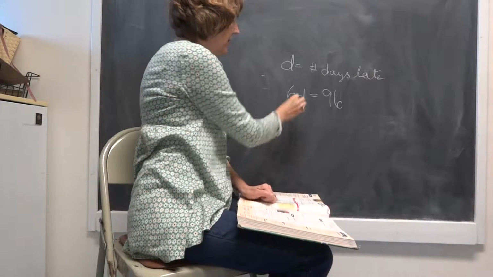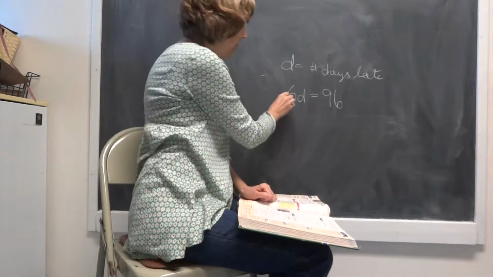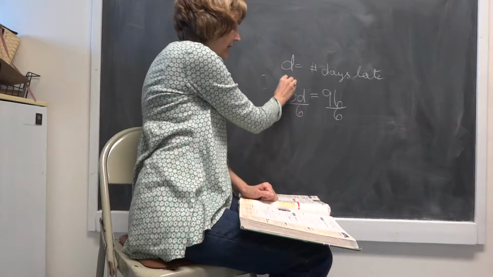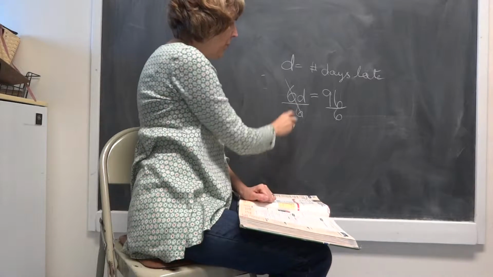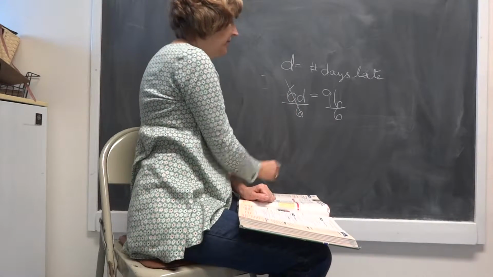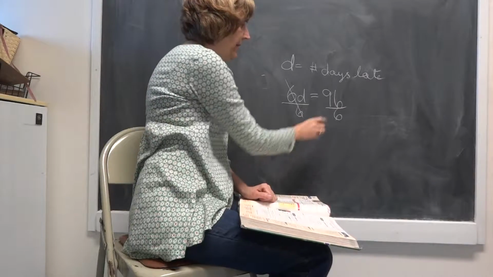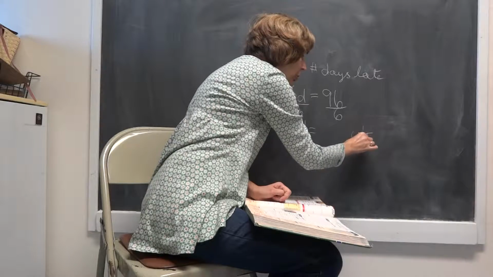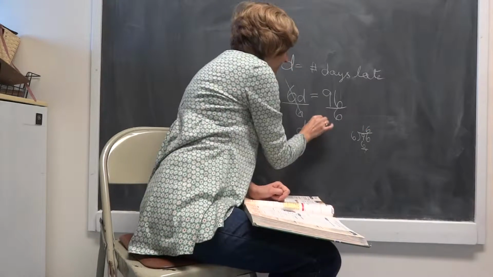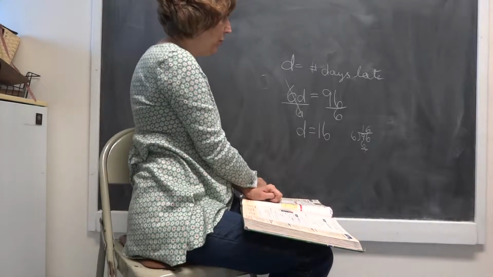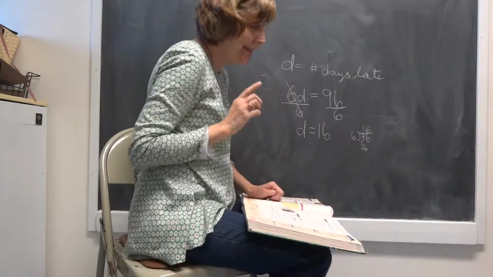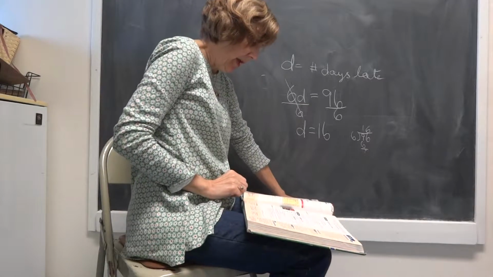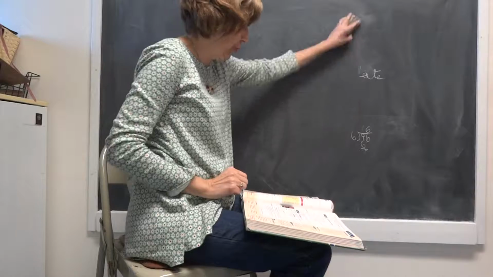So how many days? Well, we have to get D by itself. Whatever we do to this side, we have to do to this side. So we're dividing by 6. 6 divided by 6 is 1. 1 times D is D. So D's by itself. How many 6's in 96? Off the top of my head, I'm not sure. 16. So D equals 16. Your book was 16 days late. That's pretty late.